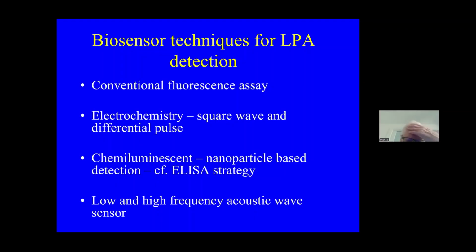We've also been looking at acoustic wave physics, another entirely different type of sensing device, to detect LPA. So we have basically three types of physics, if you want to call it that, in terms of trying to detect this molecule. One is spectroscopy, fluorescence, and electrochemistry, and also high frequency acoustic wave physics. They're all different methodologies for the same problem that we're trying to look at here.